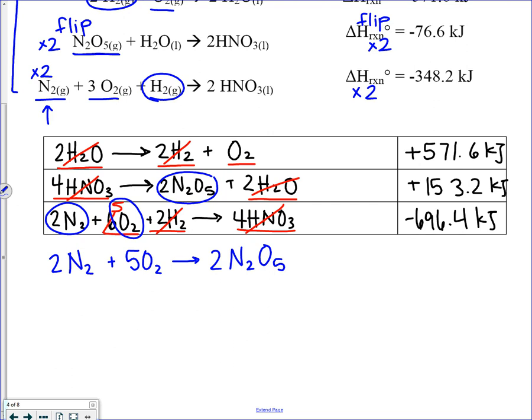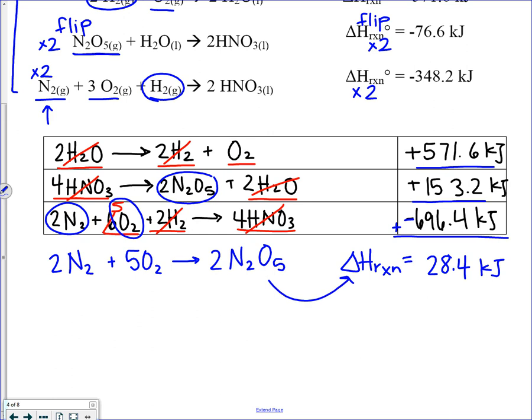Now, the last thing that I have to do is, in order to calculate the heat of the reaction, I need to add together the heats of each of the individual steps. So when you put in your calculator, positive 571.6 plus 153.2 plus a negative 696.4, you will get 28.4 kilojoules. So we know that this reaction will absorb, since it's positive, it will absorb 28.4 kilojoules of heat. And we figure that out by doing the sum of each of the steps.